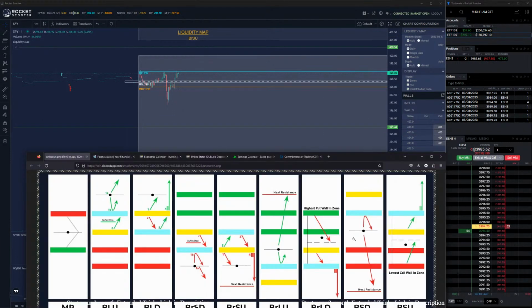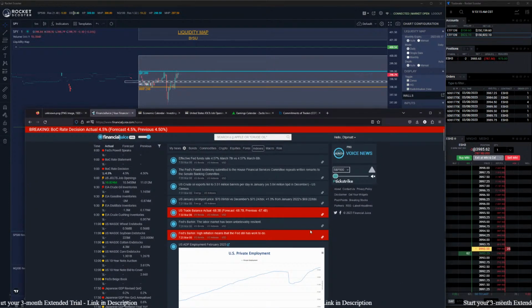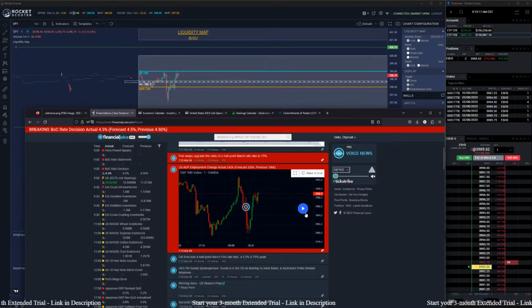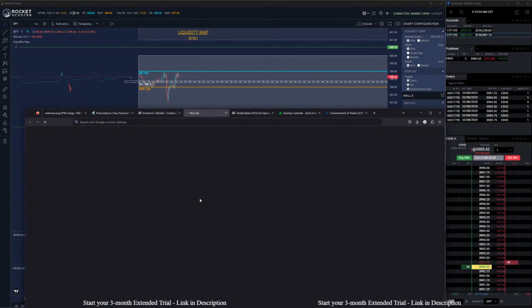Now again, we can see what Powell's actually talking about. Again, he's not saying anything that's unknown to us. Anything coming out, let's go ahead and look at the economic calendar. Let's take a look at the JOLTS really quick, because this is actually very important today.